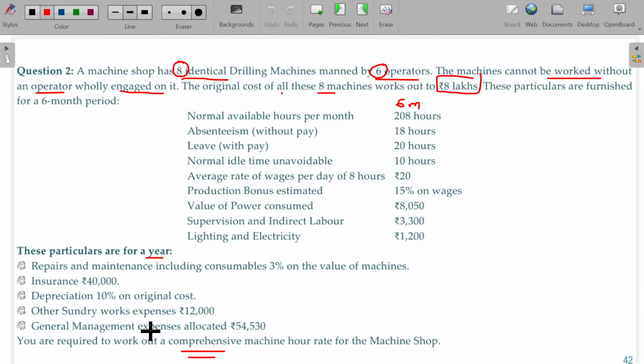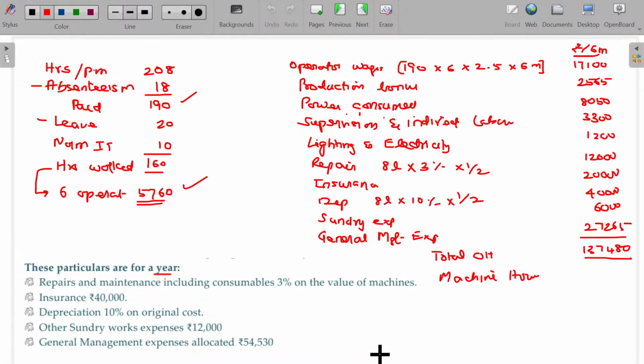So what is the requirement? You are required to work out the comprehensive machine hour rate for the shop. This is the cost for 6 operators for 6 months, and this is also on a per month basis, right? Is it per month, or have we converted this? Converted then, okay. 6 operators for 6 months. So 160 into 60, 6 into 6, right? Okay, 5,760. Now you divide the total overhead by the machine hours.